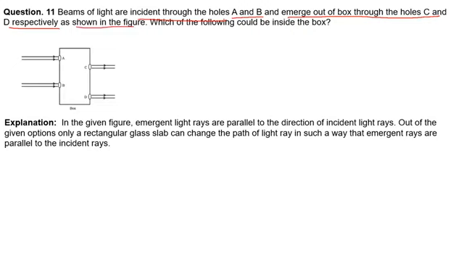If you see the beam of light A and beam of light C, you will see that these incident rays are parallel and the emergent rays are also parallel, right? Here also in B and D the same case. So we can say that the emergent light rays are parallel to the direction of the incident light ray. So what it should be? It should be a rectangular glass slab.